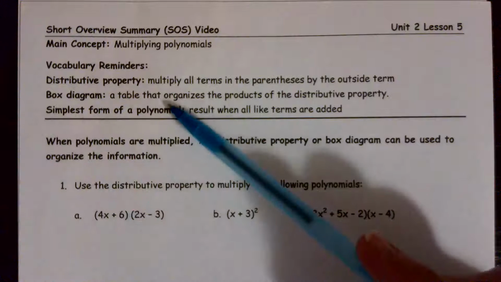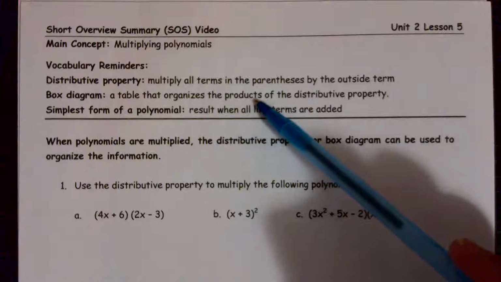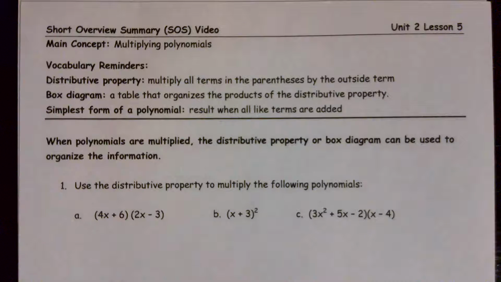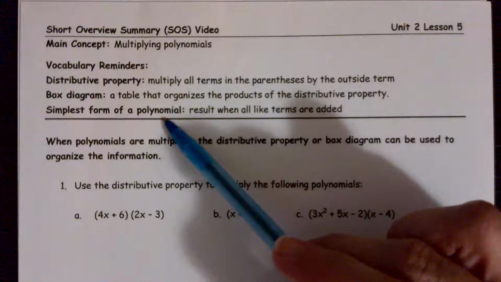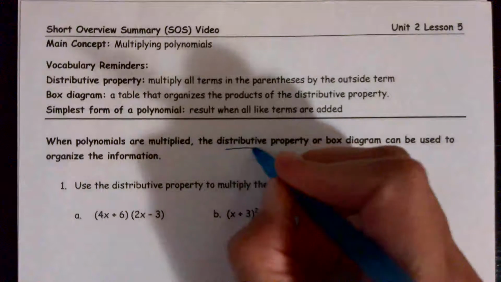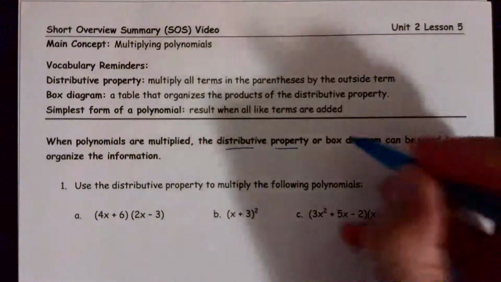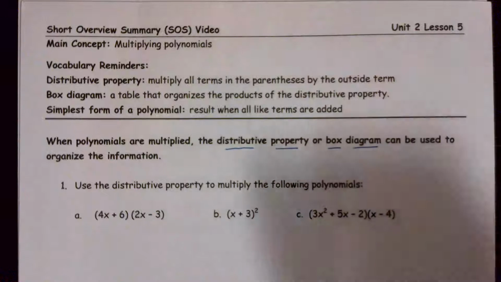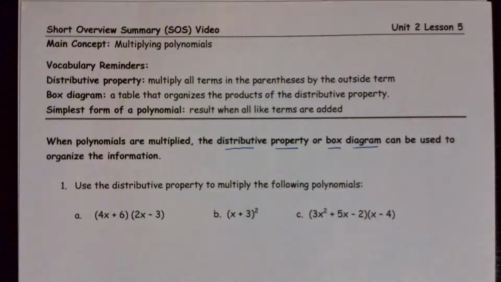A box diagram is a table that organizes the products, the results of the distributive property. I'll show you how to do that. And then the simplest form of a polynomial is our answer when all like terms have been added. So when polynomials are multiplied, you can either use the distributive property or you can use the box diagram to organize the information. I'm going to show you how to do each.